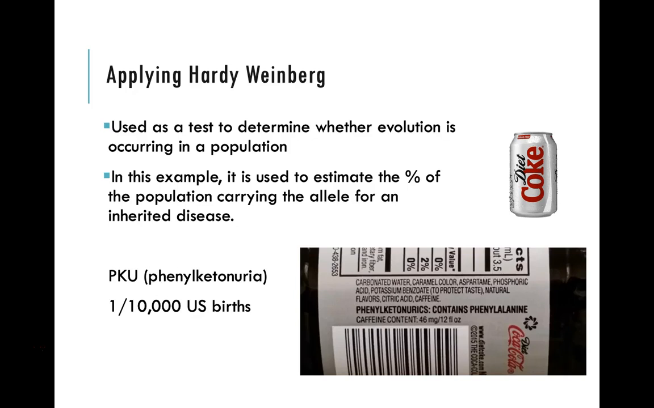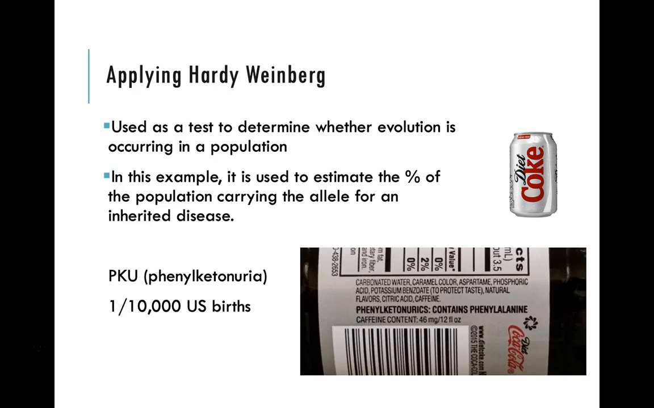So one of the ways that you can use the Hardy-Weinberg equation is to apply it to a real life situation. You would do this if you want to understand what genotypes you have in your population. Maybe you're trying to figure out how likely it is that somebody is going to be homozygous recessive for a particular disorder. Or maybe you're trying to figure out how many heterozygote carriers you have for a particular disorder. So let's use a real life example of this.